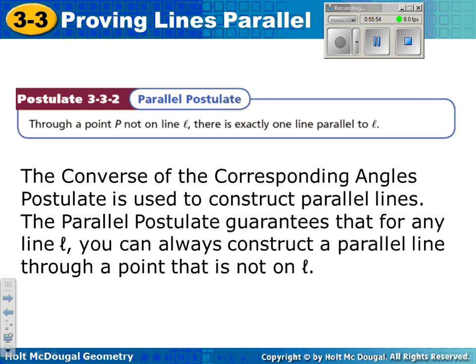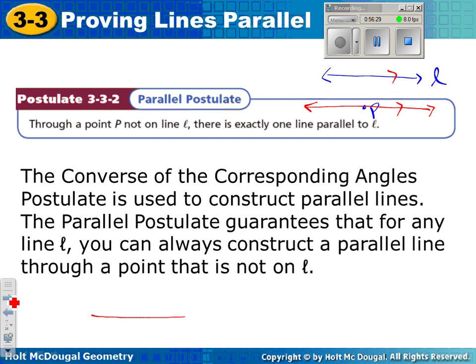Through a point not on line L. So draw a line L on your paper, and then put a point not on line L. How many lines can I draw through point P that would be parallel to line L? Everybody agree there's only one line? That's what this postulate says. Through any point not on a line, there is exactly one line that would be parallel to the line. Kind of makes sense to me, right? Most postulates to me are kind of just common sense.